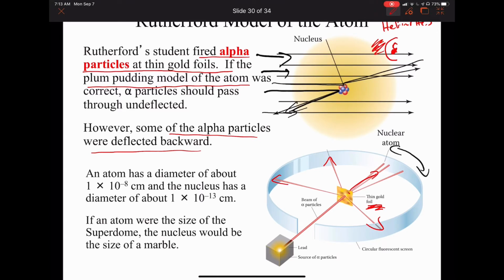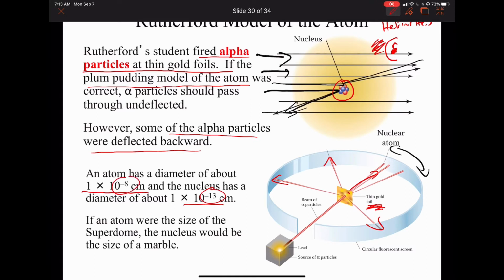So from this result, he was able to conclude that the center of an atom, which we're calling the nucleus, must have been extremely dense, like firing a bullet at a piece of paper and it bounces right back. That was his analogy. But he was also able to figure out the diameter of an atom. So 1 times 10 to the -8 centimeters, and that's rough because atoms do have different diameters. There's such things as small atoms and large atoms. And then the nucleus is even tinier, so about 5 orders of magnitude smaller, 10 to the -13 centimeters. So just kind of reviewing scientific notation, I said 5 orders of magnitude smaller because 13 minus 8 is 5.